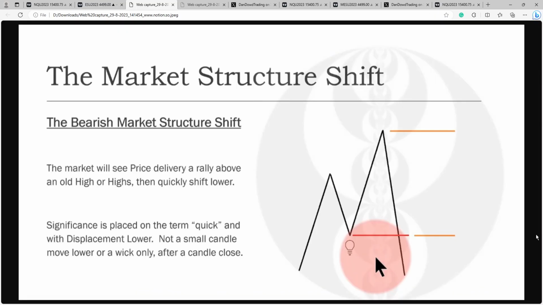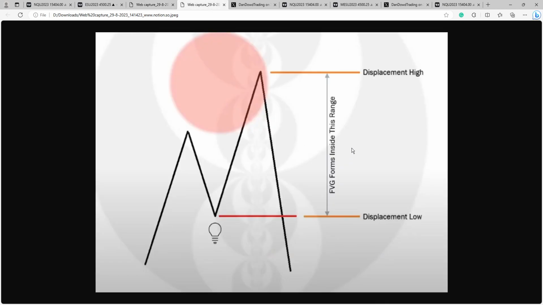So the ICT 2022 model is based on fair value gaps, but there are other things that contribute to this model, such as the market structure shift, which is what we have right here. You can see that a low is in place. It rallies above that low. When that low gets taken out, ICT considers that as a market structure shift. When this happens, what we look for is within this price leg between this high and this low, we look for a fair value gap. So in a bearish example, we look for a market structure shift with a fair value gap within this range between this low and this high.